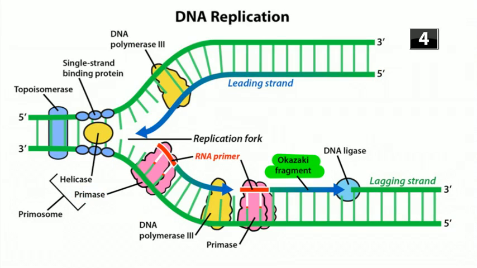So what do you do with all these little Okazaki fragments on the lagging strand? Well, there's a different polymerase called DNA polymerase I that breaks down the RNA primer, and then it fills in the gaps with DNA. And then another enzyme called DNA ligase joins the Okazaki fragments together. So make sure you know all those prokaryotic polymerases.